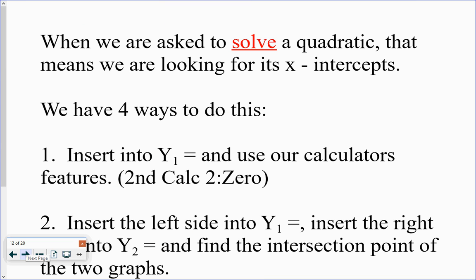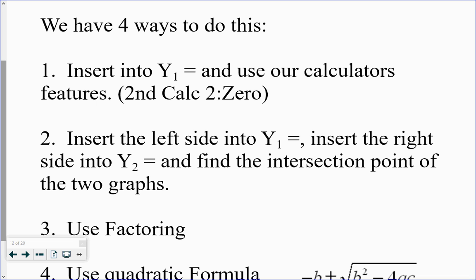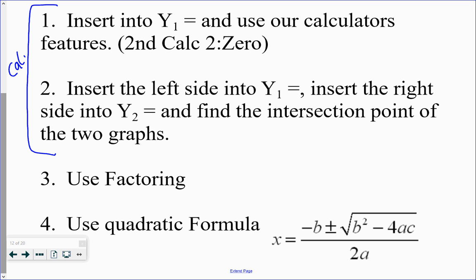Okay, so let's get into actually finding them now. When you're asked to solve a quadratic, remember that just means you're looking for the x-intercepts. There are 4 ways to do this. Way number 1 and way number 2 are graphing calculator. We will go through the 2 different ways you can make your calculator find them. Way number 3 was factoring, and way number 4 was quadratic formula.